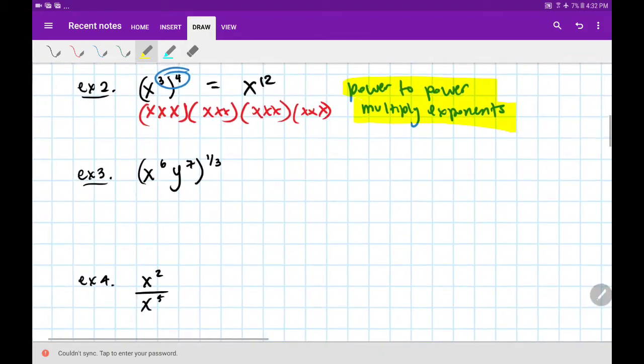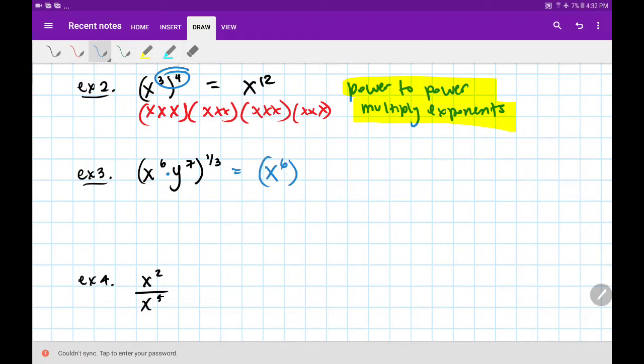Okay, so in example 3, we talked before about how when we have multiple factors being raised to a power, essentially this is what's happening. I'm distributing that exponent to each piece. And so if you look at it, it's actually 2 problems that are just like example 2. I have a power to a power, so we're going to multiply them.